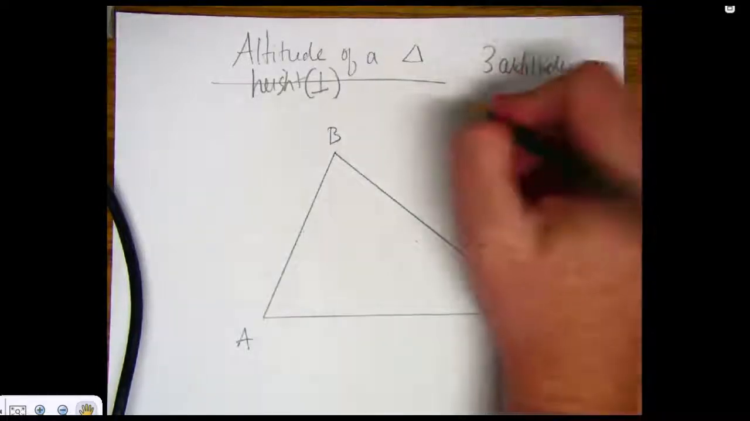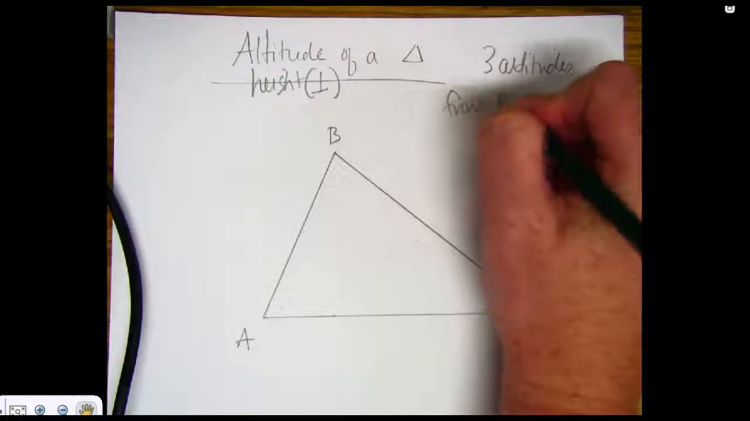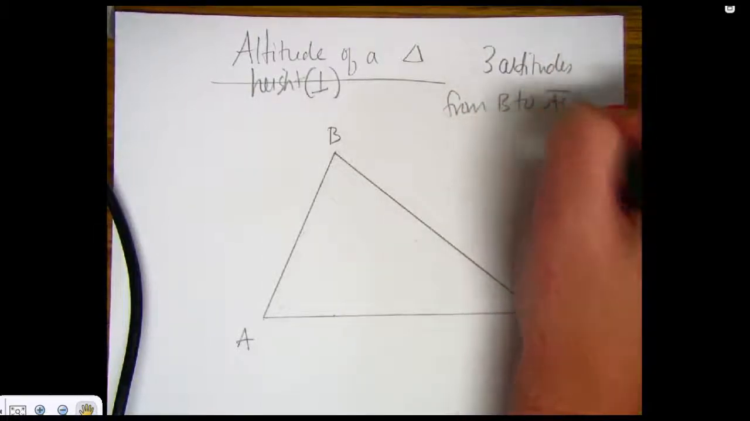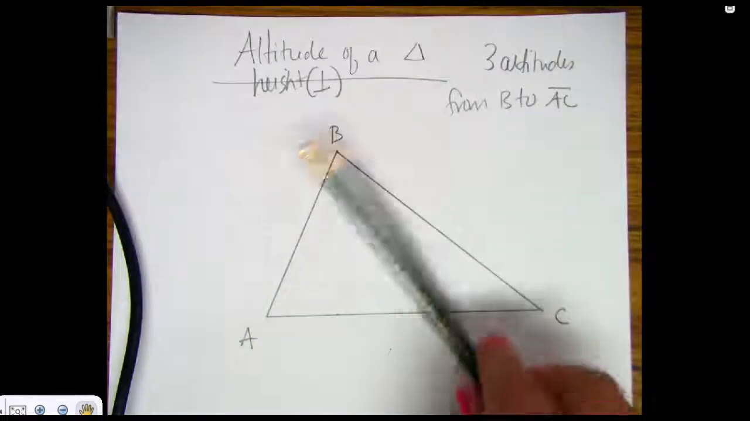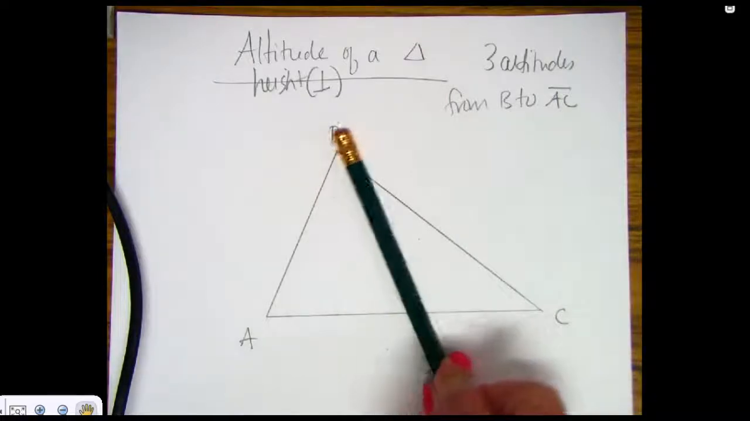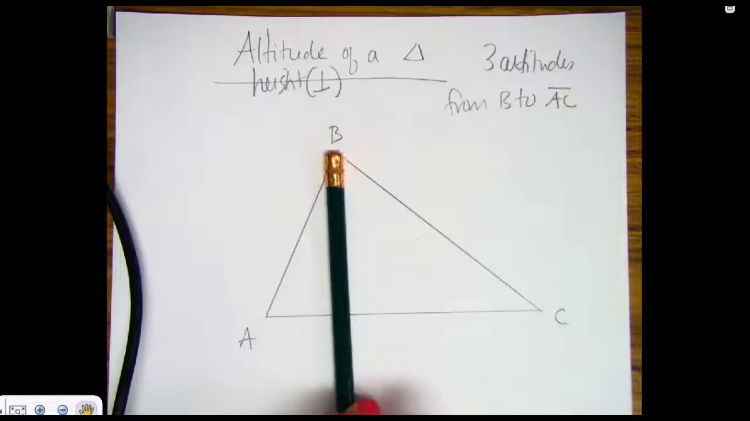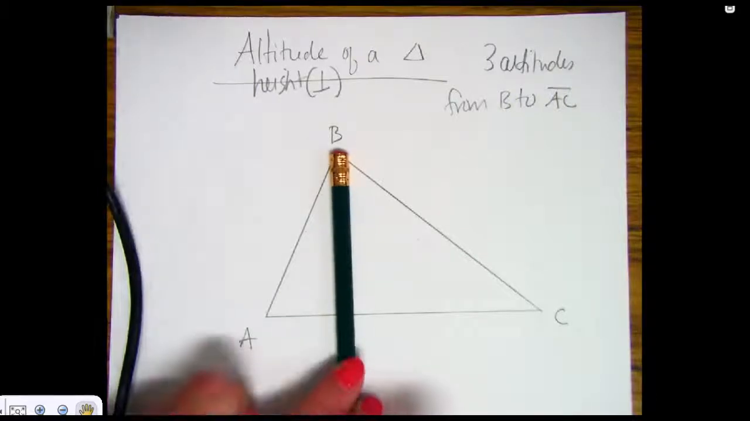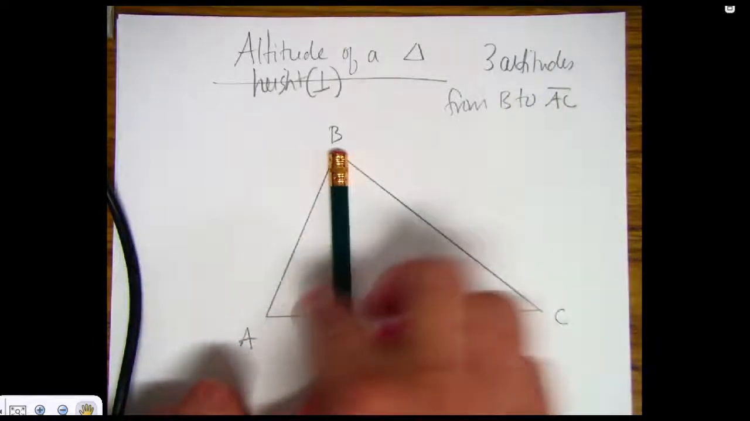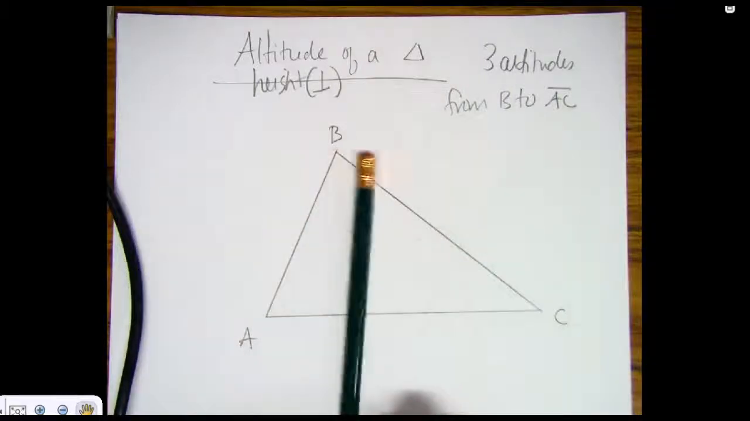So I'm going to draw an altitude from B to side AC. So I'm going to try to draw a height. Now this isn't a height. A height has to be perpendicular. Alright, so my height again might be in different spots. It doesn't do anything to this segment. All an altitude does is it creates perpendicular angles.